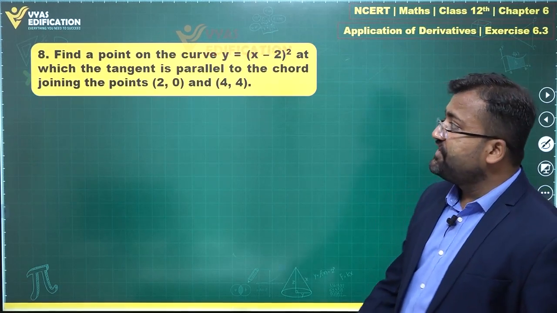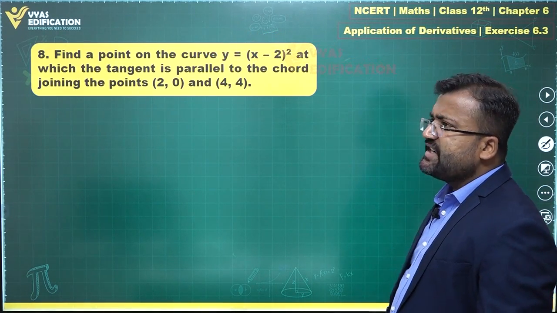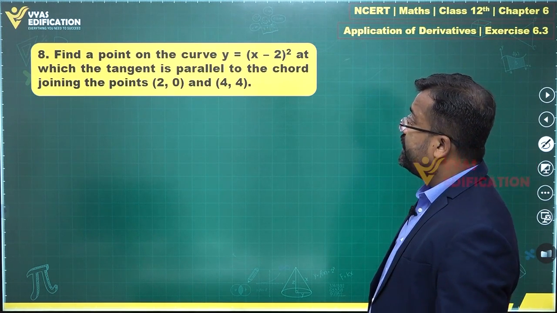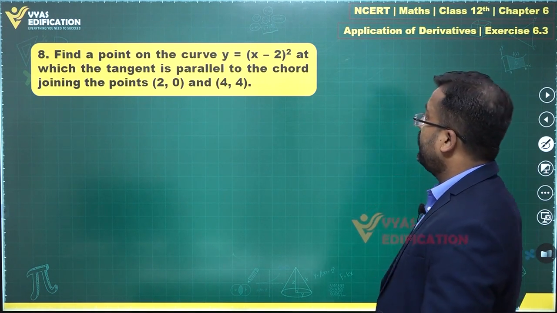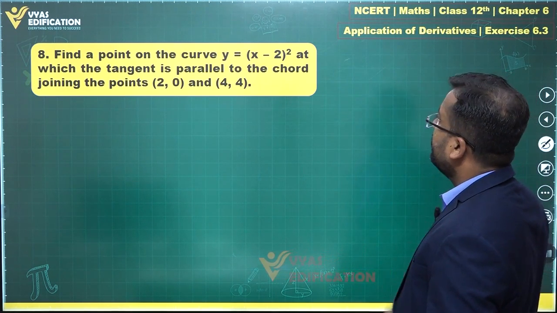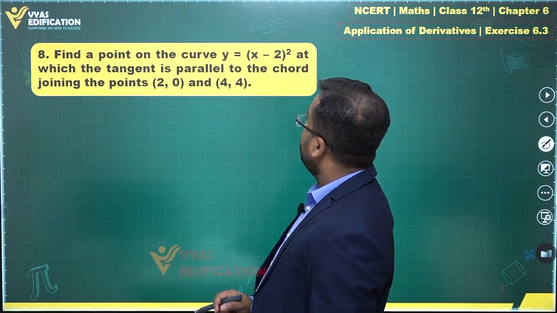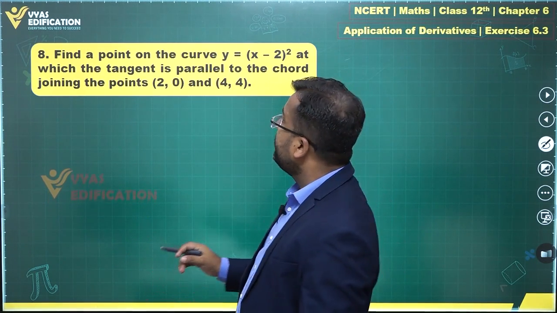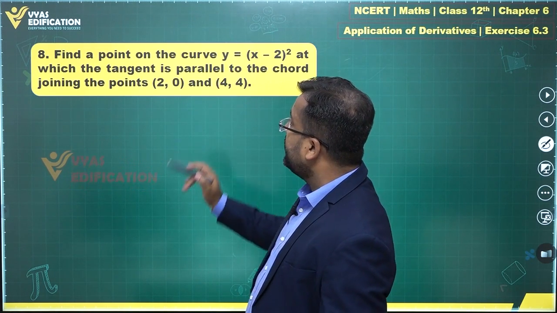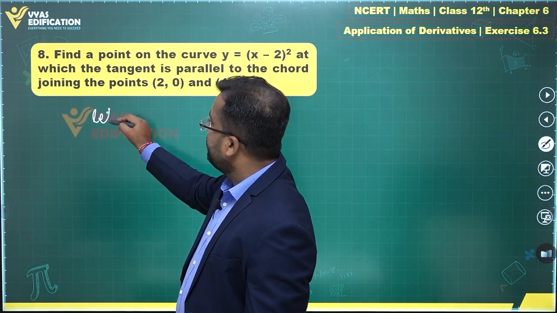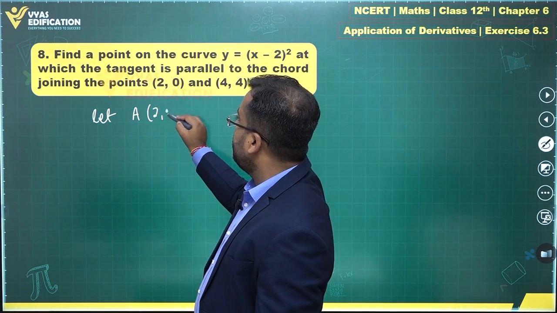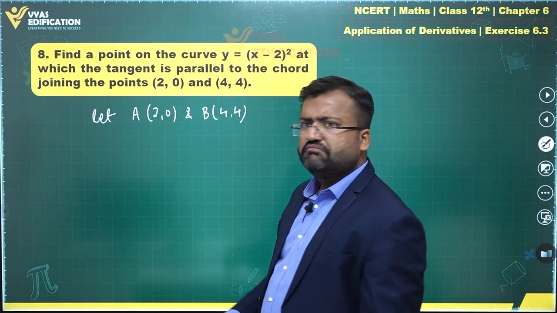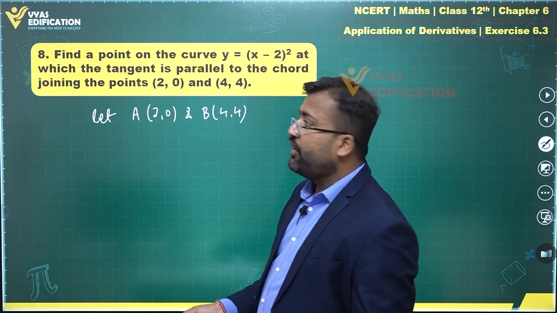Question number 8 says, find a point on the curve y equals (x minus 2) whole square at which the tangent is parallel to the chord joining the points (2, 0) and (4, 4). So in this particular question, what are we given? We are given a point on the curve y equals (x minus 2) whole square, where the tangent is parallel to the chord joining the points. Let A (2, 0) and B (4, 4) be the given points.